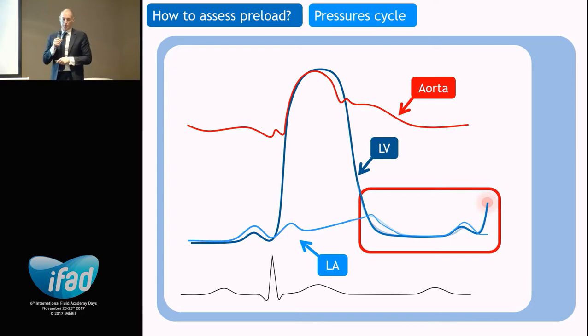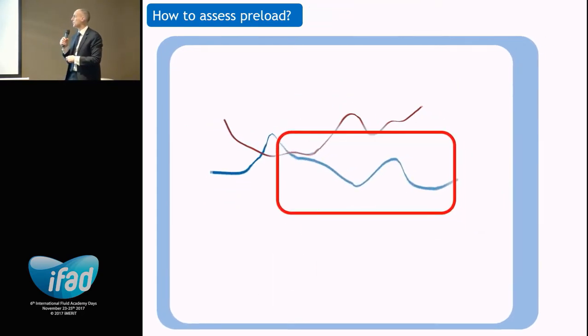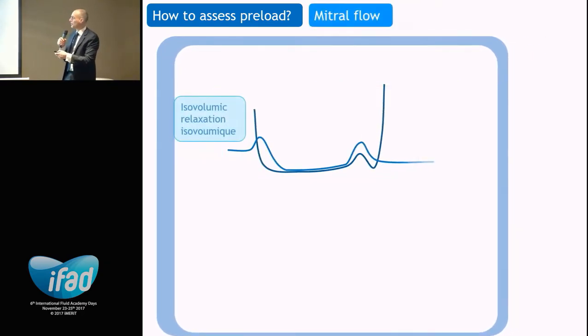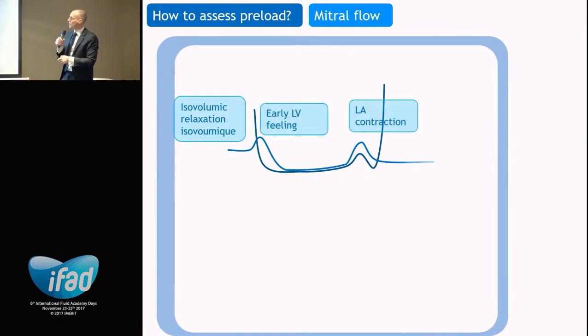Let's focus on diastole, on this zone here. At the beginning, the left ventricle relaxes, and you know that it's an active phenomenon. It consumes ATP, and this relaxation creates this decrease in the LV end-diastolic pressure, and here the mitral valve opens.